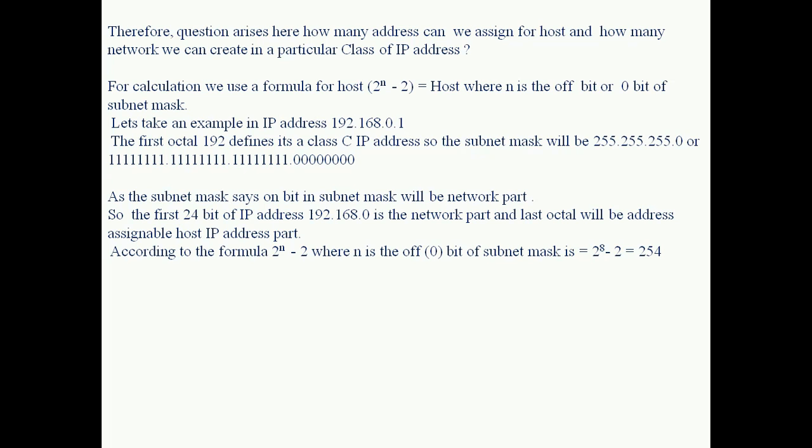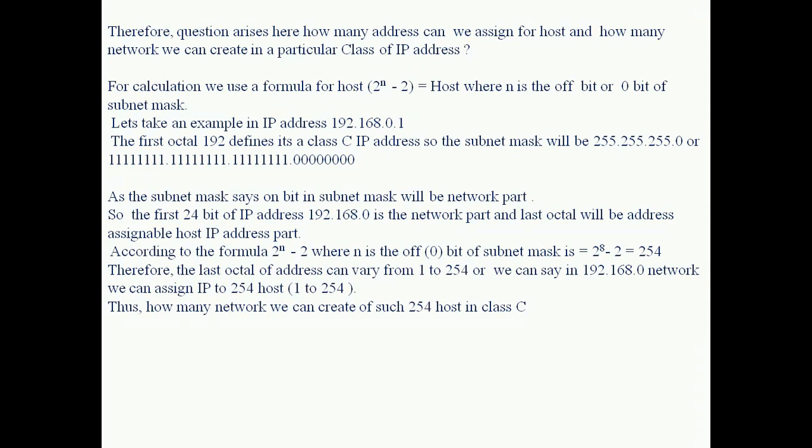According to the formula 2 to the power n minus 2, where n is the off bits or 0 bits of subnet mask, it is 2 to the power 8 minus 2, where the 8 is the default off bits of your default subnet mask, minus 2, which is equal to 254. So we can say that we can assign 254 valid IP addresses in the 192.168.0 network, and it can vary from 1 to 254.